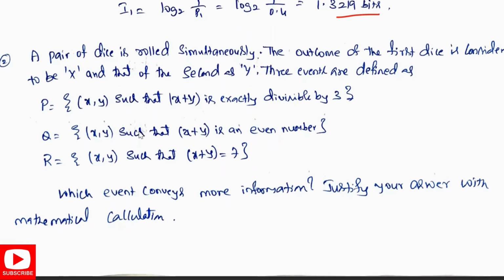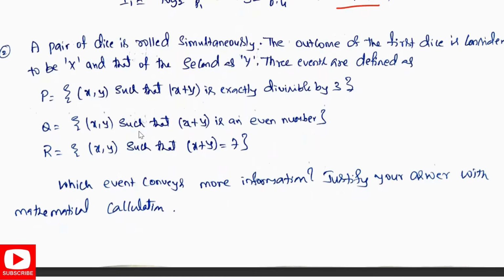Next, a pair of dice is rolled simultaneously. The output of the first die is considered as X and the second one is considered as Y. So the events are given as: P is (X, Y) such that X plus Y is exactly divisible by 3. Then Q is (X, Y) such that X plus Y is exactly an even number. Next, R is (X, Y) such that X plus Y is 7. So these are the three conditions they have given.